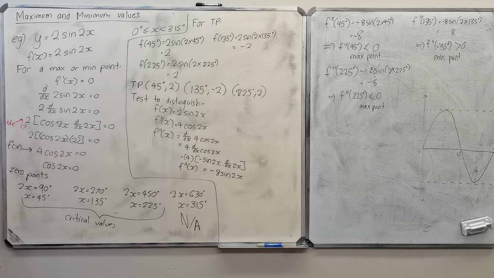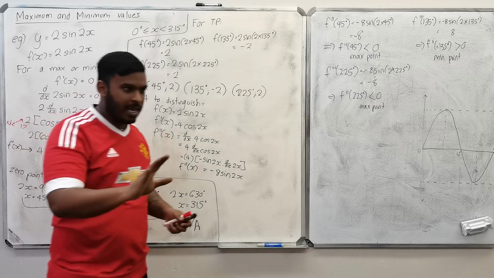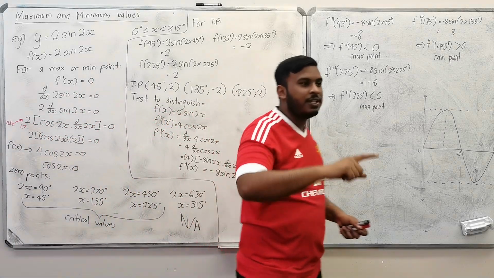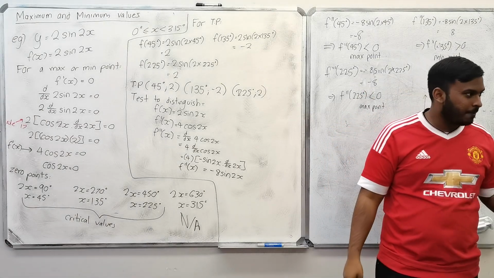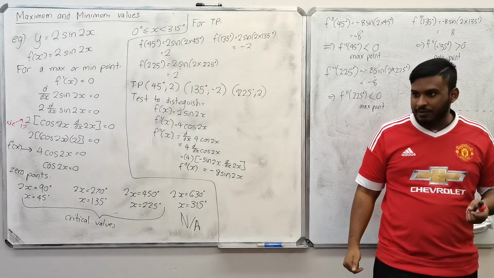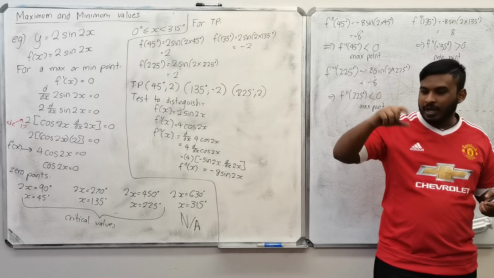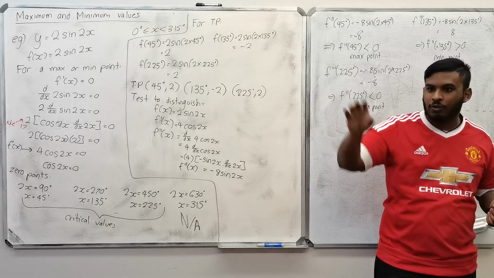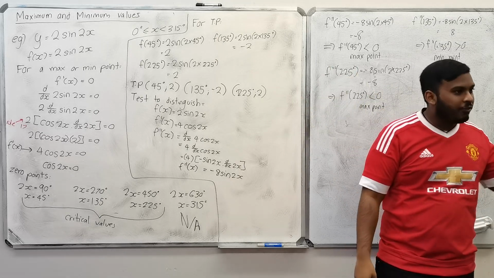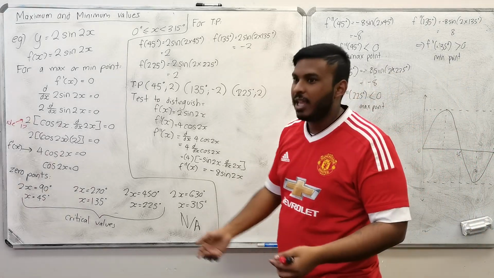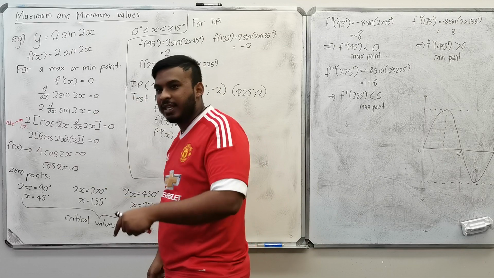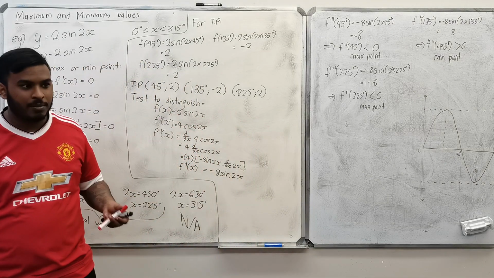You understand what I'm saying? So, recap: first derivative gives you gradient. If you let that first derivative equal 0, you will work out your maximum and minimum points. Your second derivative, if you work it out and substitute a value for x, and the value that you obtain is less than 0, you have a maximum turning point. If the value you obtain is greater than 0, you have a minimum turning point.